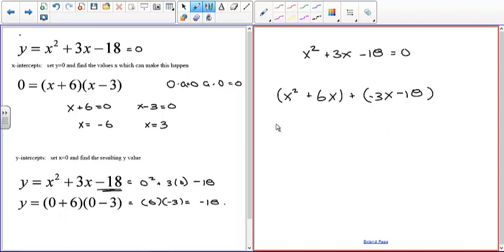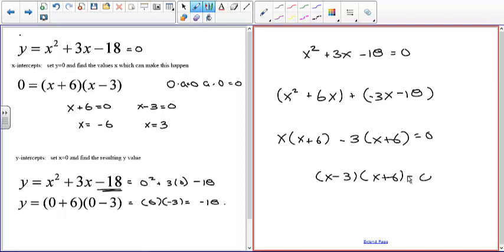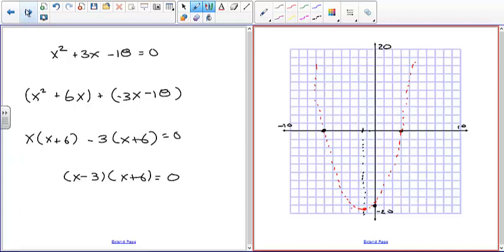And then what you can do is factor an x out of here, so you'd have x times x plus 6, and you can factor a negative 3 out of this, and you get x plus 6, and you'd say, oh, I've got the same factor here, so I can combine those two, x minus 3 times x plus 6, because I've got this part plus that part put together, and I factored it. Ta-da! Some people teach you that way.